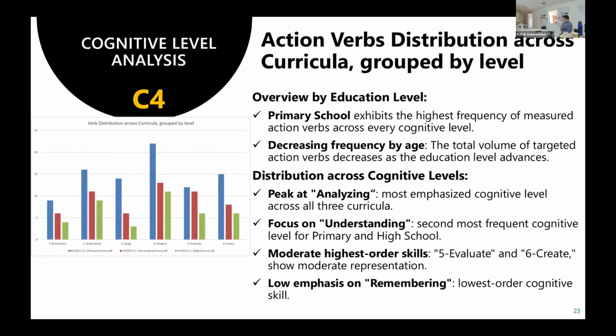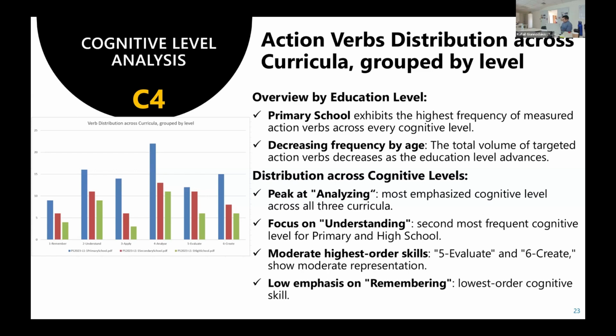Let's now look at the results, mapping these action verbs against Bloom's taxonomy, the revised edition. As you can see, primary school exhibits the absolute highest frequency of measured action verbs across every single cognitive category. From left to right, we have the 6 categories of Bloom's taxonomy, starting from remember and ending at create. As students age and the education level advances, the total volume of these explicit targeted action verbs decreases. This perfectly aligns with our previous finding that upper grade texts become more condensed and abstract.